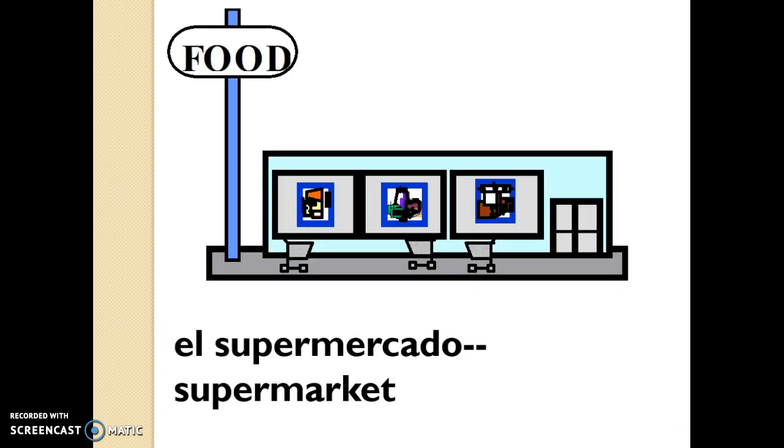El supermercado. El supermercado. Supermarket. It definitely is a cognate. The word mercado means market. So you could take super off of it and just have a market, or you can have a big grocery store, el supermercado.